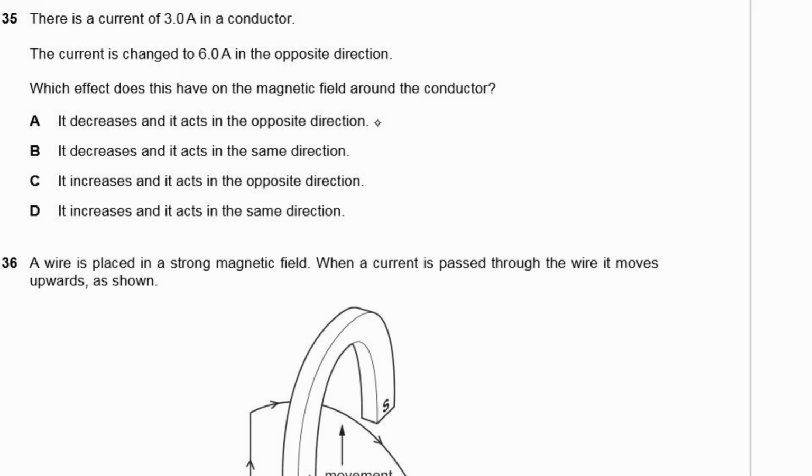So, A, it decreases, no. B, it decreases, no. C, it increases and acts in the opposite direction, yeah, that looks good. And D, it increases and acts in the same direction, no. Change the direction of the current, change the direction of the magnetic field. So the answer is option C.